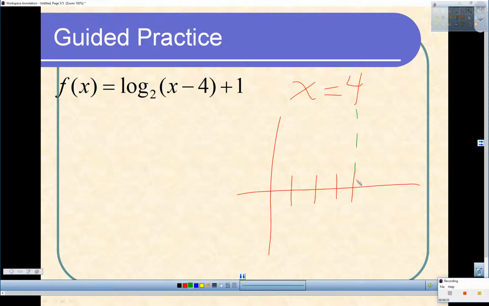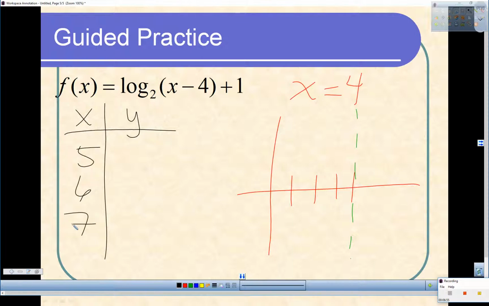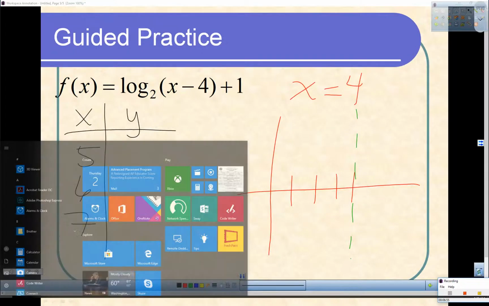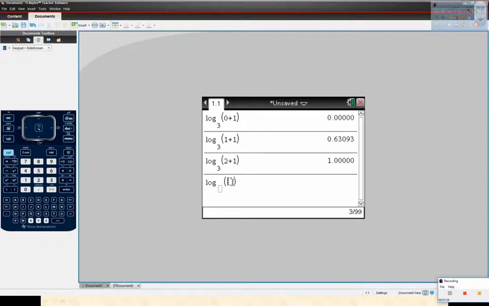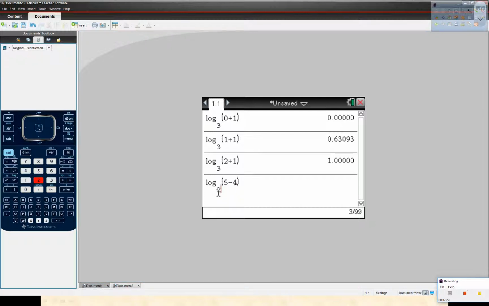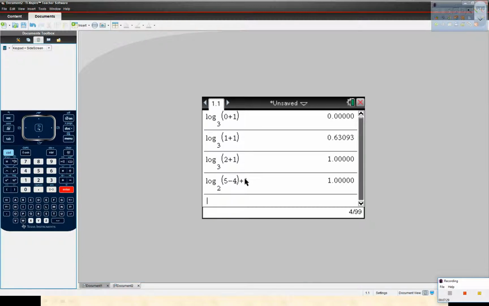And then remember, once you get your asymptote, we're going to do your t-table. So your t-table are numbers that are bigger than 4. So I'll do 5, 6, and 7. And again, you can plug that into the calculator. So it's log base 2 of x minus 4, plus 1. So we said 5 was the first number. 5 minus 4, and it's log base 2. That was plus 1. So you should get 1.